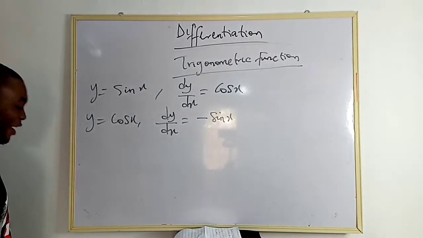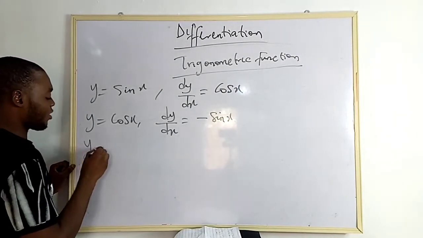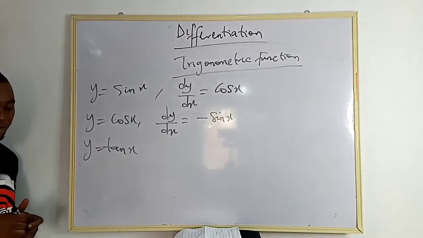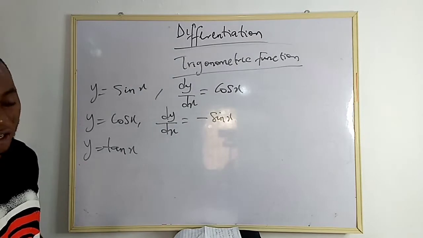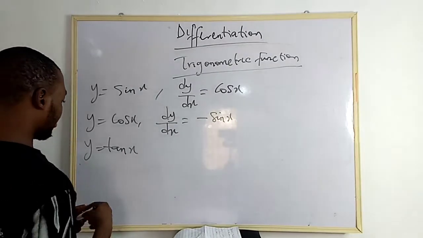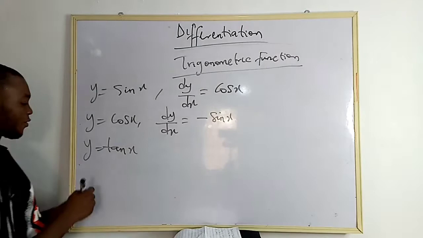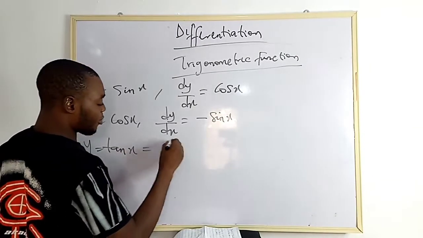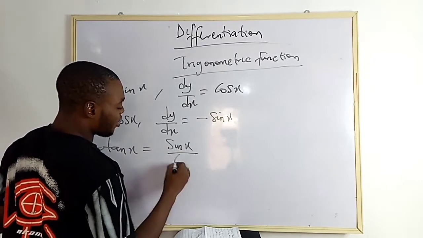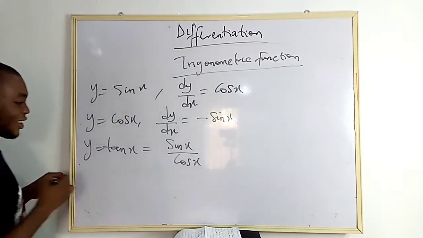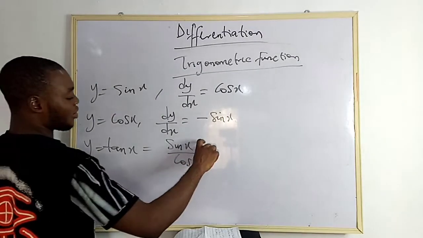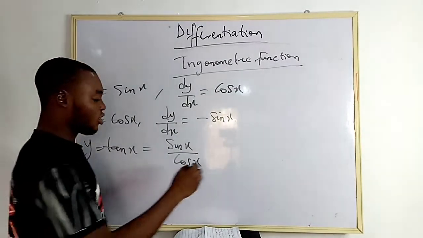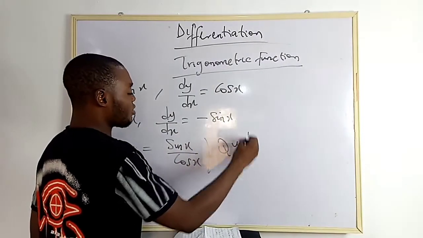Now, what if y equals tan x? This is where we have to apply some other differentiation techniques. From trig, we know that tan x equals sin x over cos x. What we have now is a fraction, like a rational function. So that means we need to apply the quotient rule.